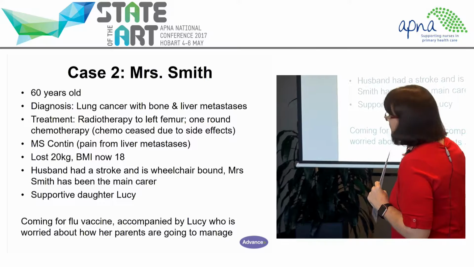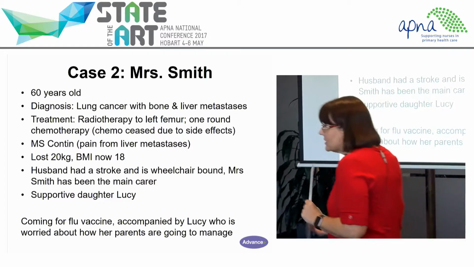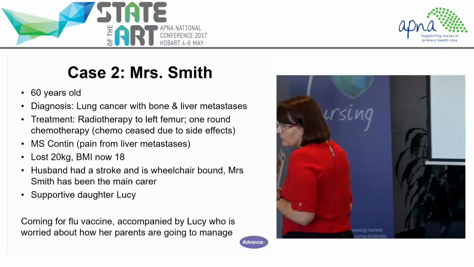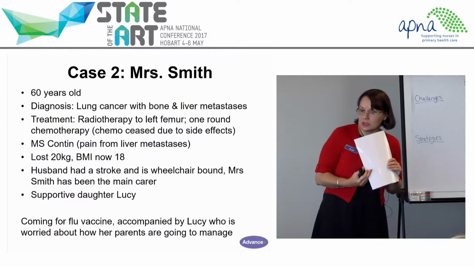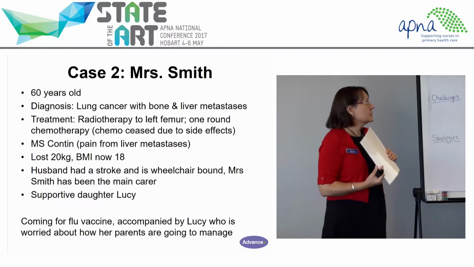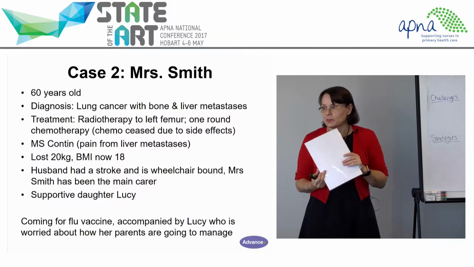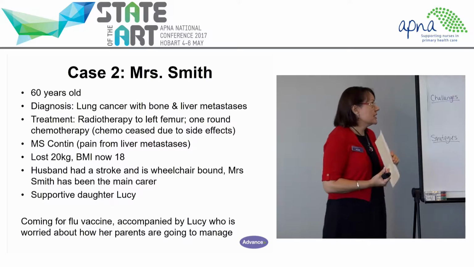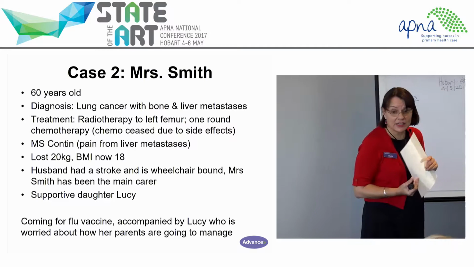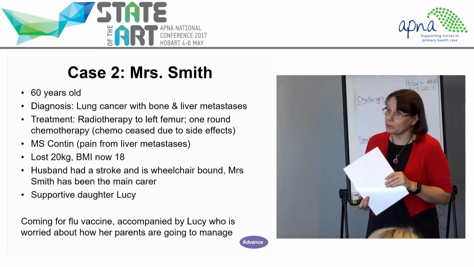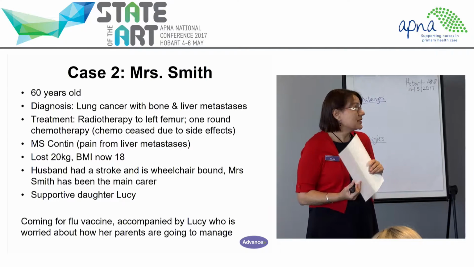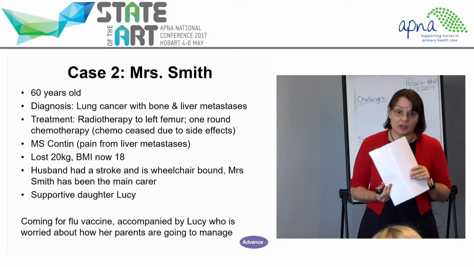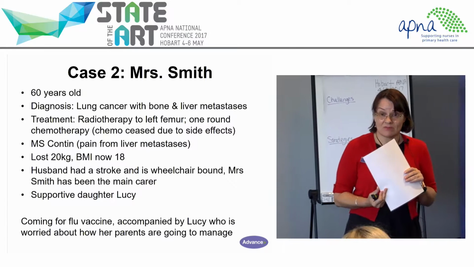So let's look at Mrs. Smith. Now she's 60 years old. Just turn over the next few pages and there should be a blue SPICT guide on the right. Now she's got lung cancer with bone and liver mets. She's had some radiotherapy, her chemo, she had 1 round but it was stopped because of side effects. She's on MS Contin for pain. She's lost 20 kilos. She's cachectic, BMI is 18.